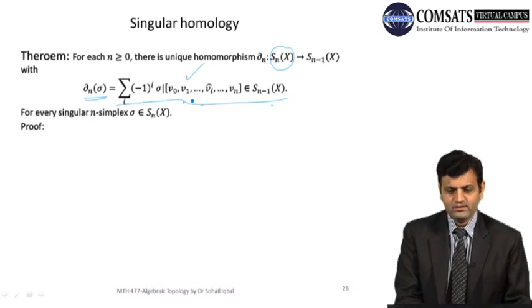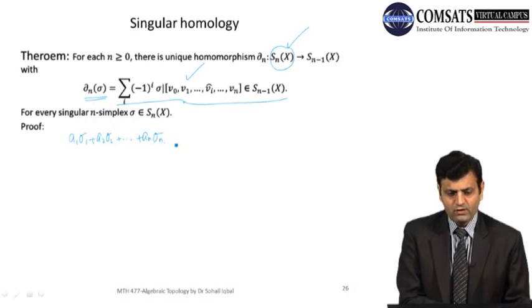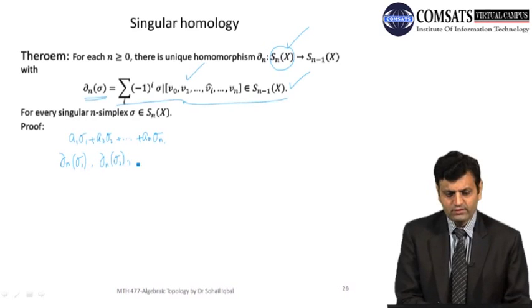Now we can extend this function linearly. Okay, so what does it mean to extend this function linearly? So what are the elements of Sn of X? The elements of Sn of X are of the form a1 sigma 1 plus a2 sigma 2 and so on plus an sigma n. Extend linearly means that I already know what is going to be the image of sigma 1 under partial n. I know what is the image of partial n sigma 2. So I can use this definition to calculate these things, and so on, I know how to calculate partial n sigma n as well.